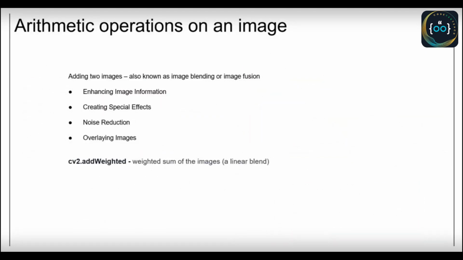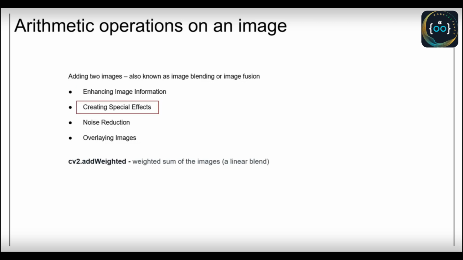Adding two images, sometimes referred to as image blending or image fusion, is a common operation in image processing for a variety of reasons. By adding two images, we can combine different pieces of information from each. For example, one image might have better detail in darker regions and the other in lighter regions. Adding them together can create an image that has good detail across all light levels.